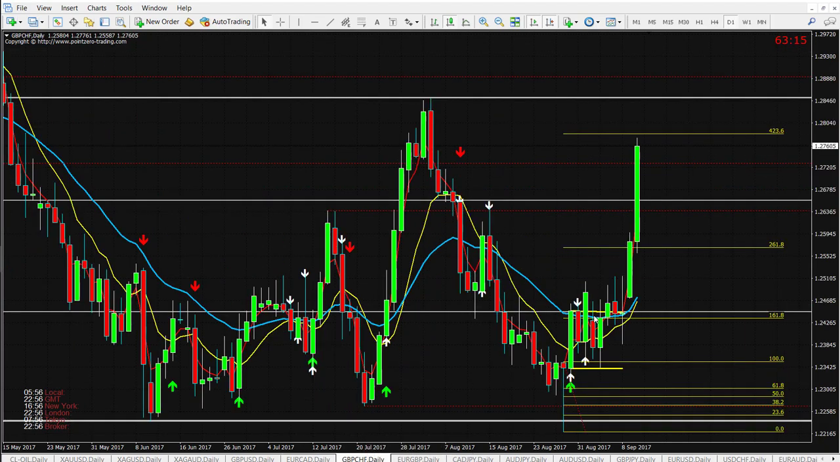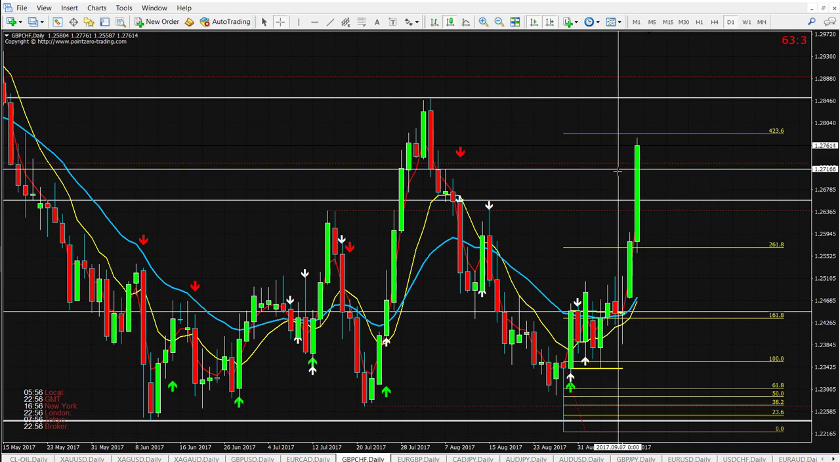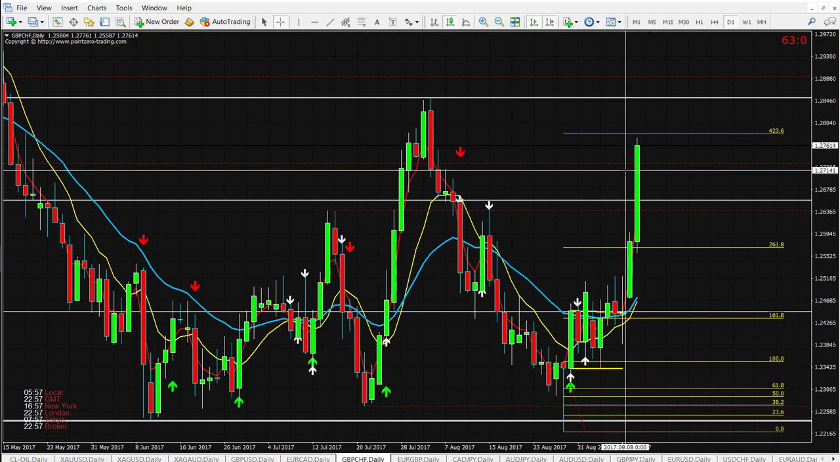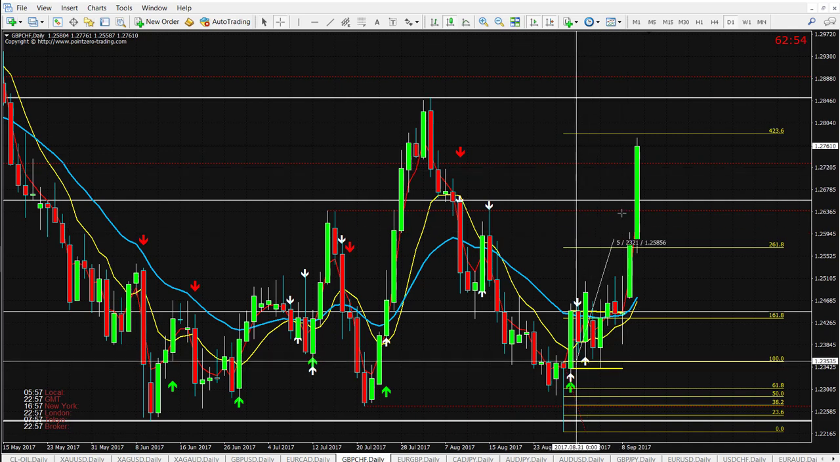GBPCHF, fantastic. If you remember, we drew this Fibonacci about 2 weeks ago, even more, and it already got close to this 423. So if you had a position at the midway, you had the target, you would be out by now. And it was a very nice profit, probably about $350.